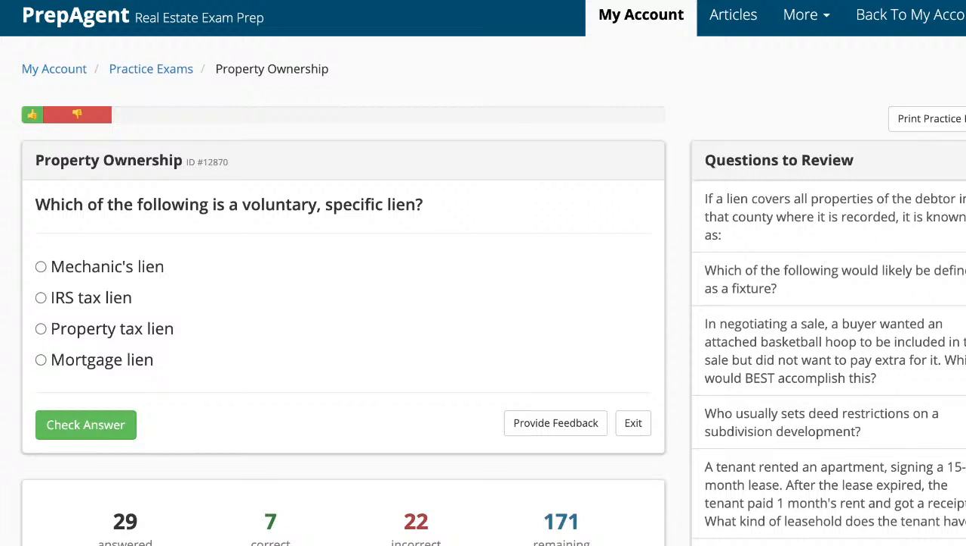Let's switch gears and do the question on the board. Which of the following is a voluntary specific lien? A, mechanics lien. B, IRS tax lien. C, property tax lien, or D, mortgage lien?